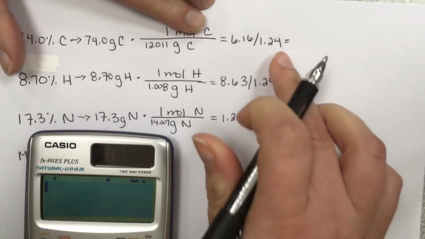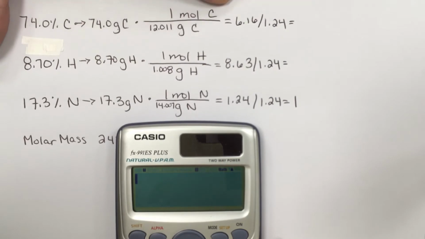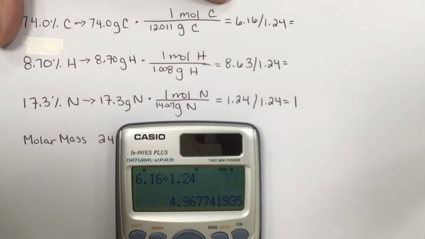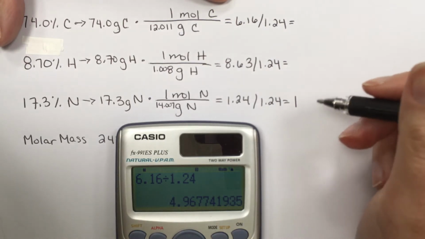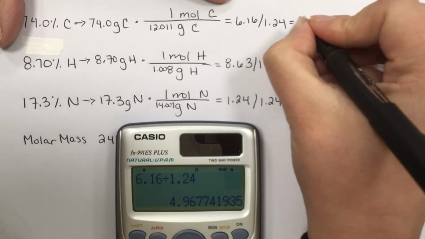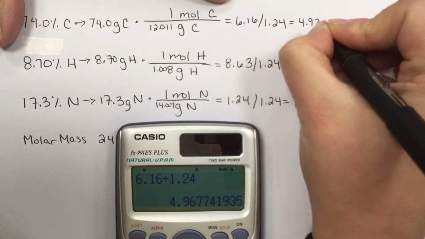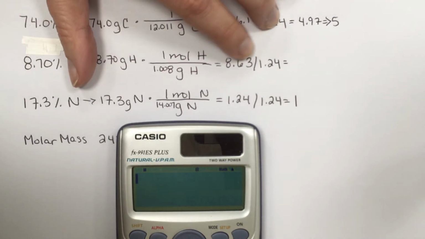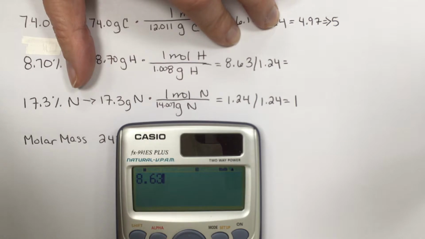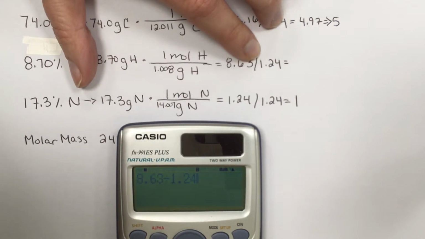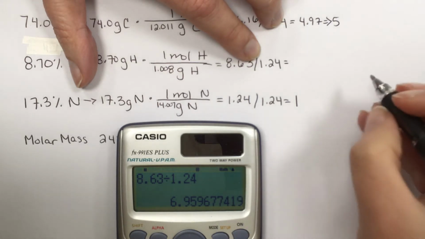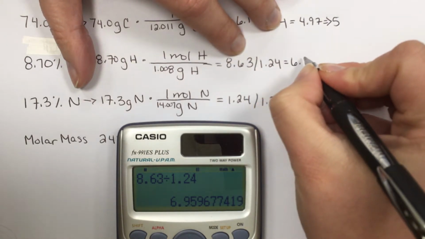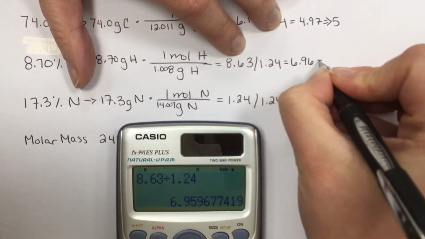Okay. Let's do our calculations. We have 6.16 divided by 1.24, so 4.97. I'm okay with this being 5. Then 8.63 divided by 1.24, and I am also okay with that being 7.